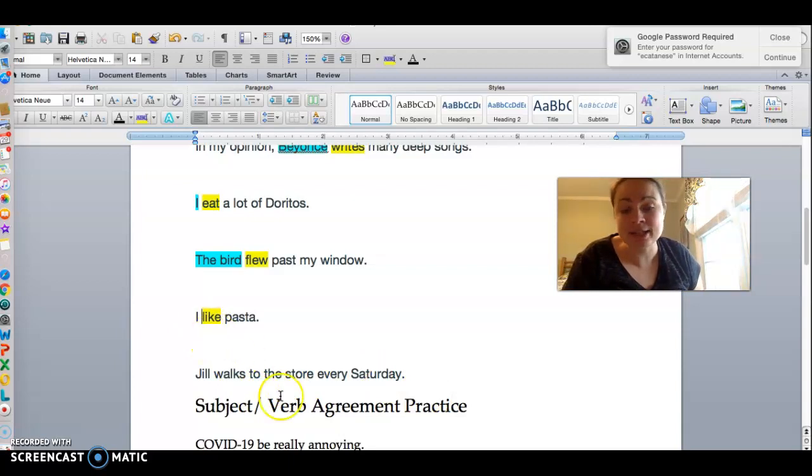And then the subject, is the subject going to be pasta or I? Well, does the pasta like me? Nope, it doesn't. I like the pasta. So the I is going to be the subject.